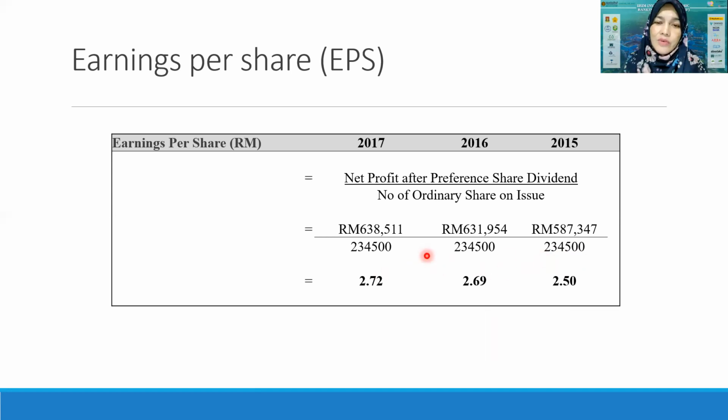But here the amount of net profit after share and dividends is on an increasing trend, from 587 to 631 and further to 638. For an investor, this is a good indicator, because it shows that if I invest in the company, they have the ability to pay me dividends because they have a lot of earnings. Earnings is profit, yeah?